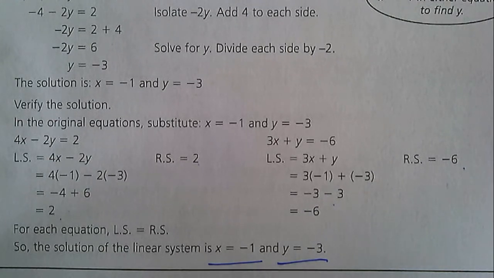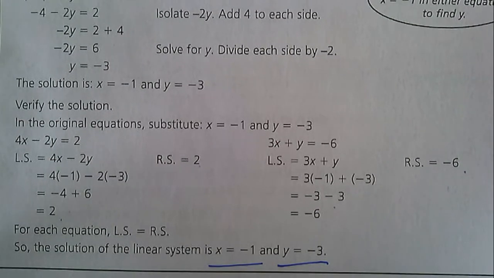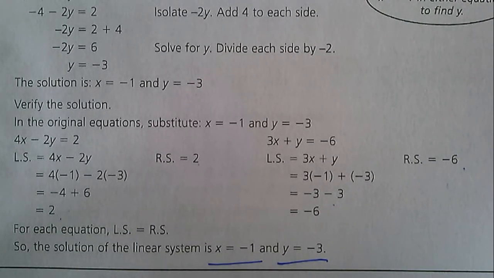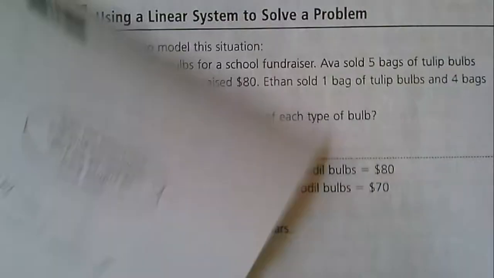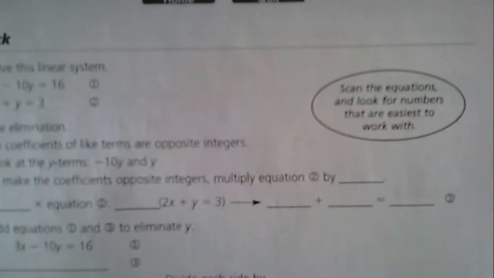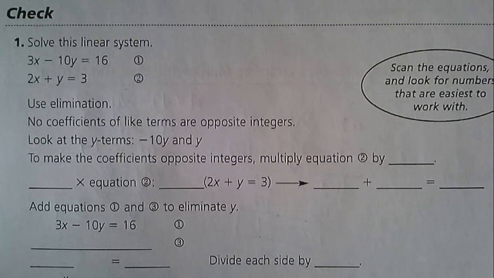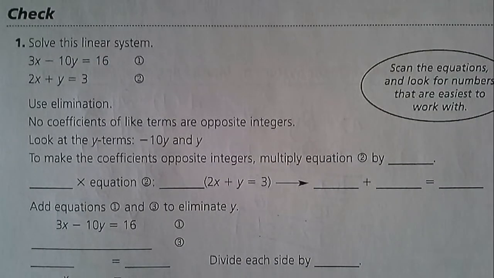So again, I can use this elimination method by multiplying either one or both of the equations so that they have opposite integers. So you now have the opportunity to try one of these questions on your own. This question is on page 410. So I suggest that you pause the video now and try this question on page 410.